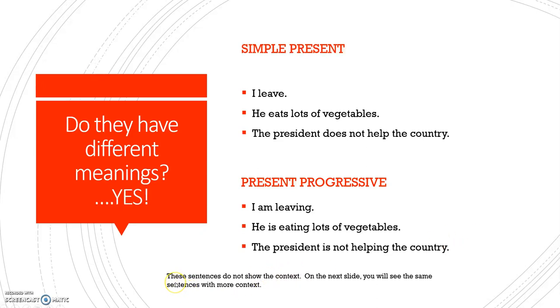And look at the note at the bottom. These sentences do not show the context. On the next slide, you will see the same sentences with more context. Context means more ideas, a bigger idea or more complete idea, or some kind of situation or story that surrounds the subject and verb. So at the top with simple present, I have "I leave," and then with present progressive, "I'm leaving."